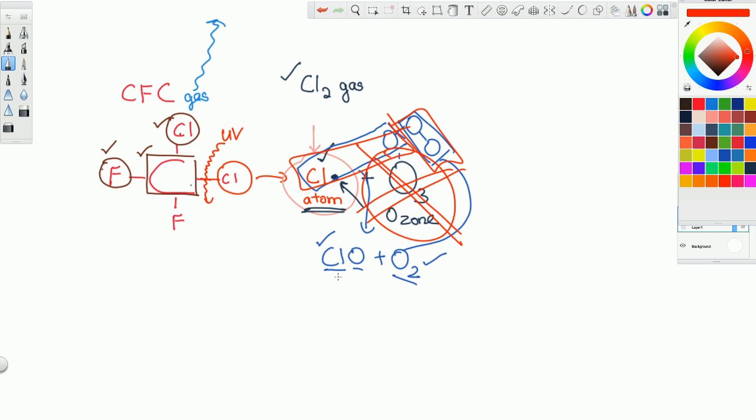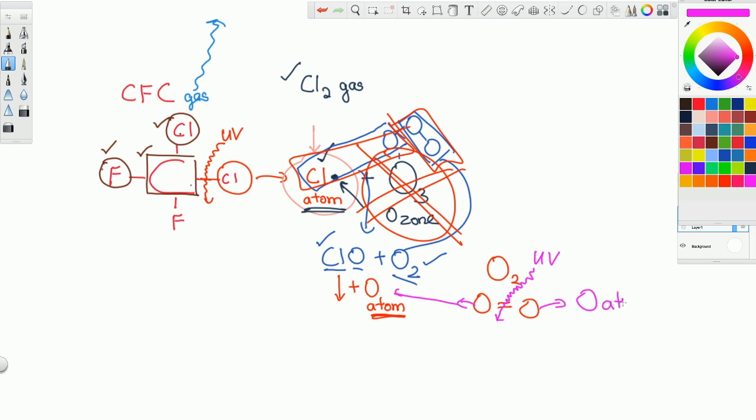And then this ClO will further react with an oxygen atom. From where can we get this oxygen atom? The answer is from oxygen gas, O2. The O2 has a double bond here, same story. The UV from the sunlight, very strong, can break this double bond at the atmosphere layer there, and here it forms the oxygen atom.